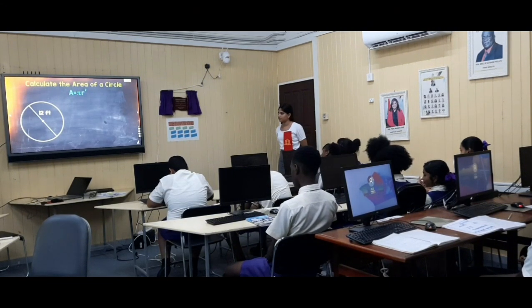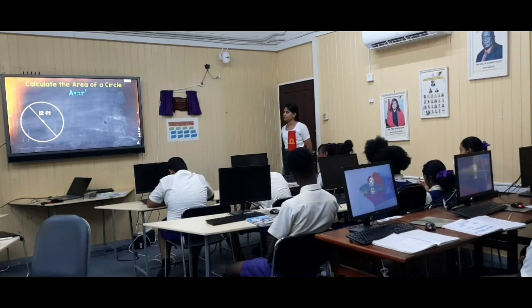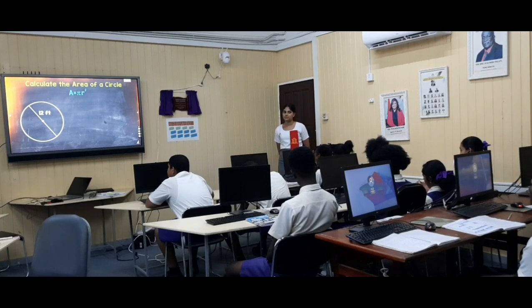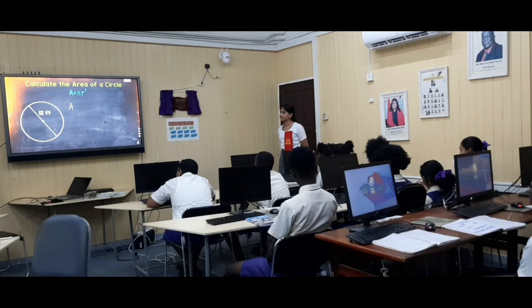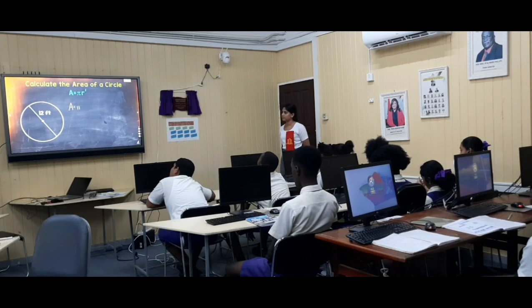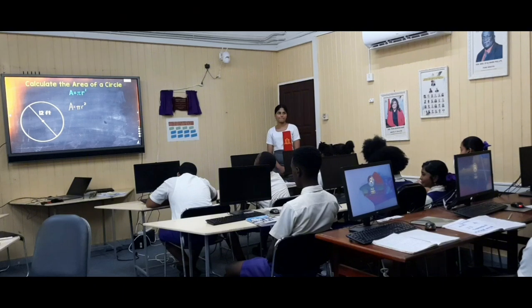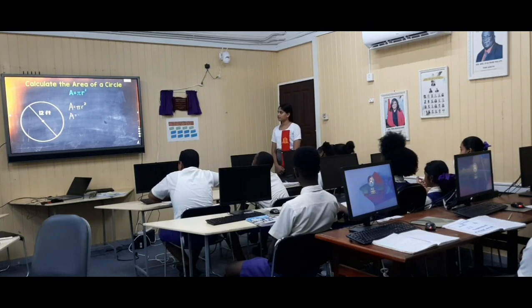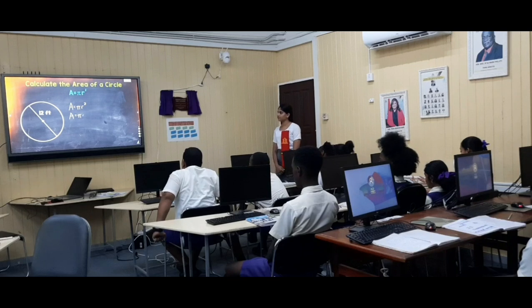For this example, we have a circle with a given diameter of 12 feet. The first thing I'm going to do is write out the formula for the area of a circle. So area equals pi r squared. Next, we can plug in our radius. So area equals pi times.